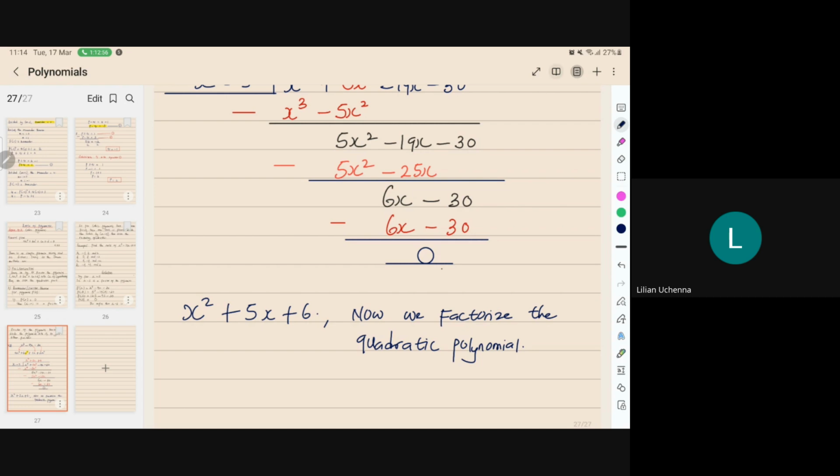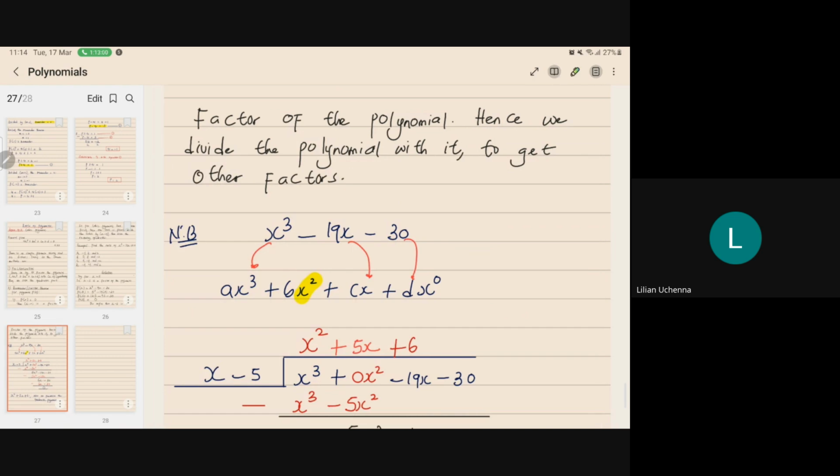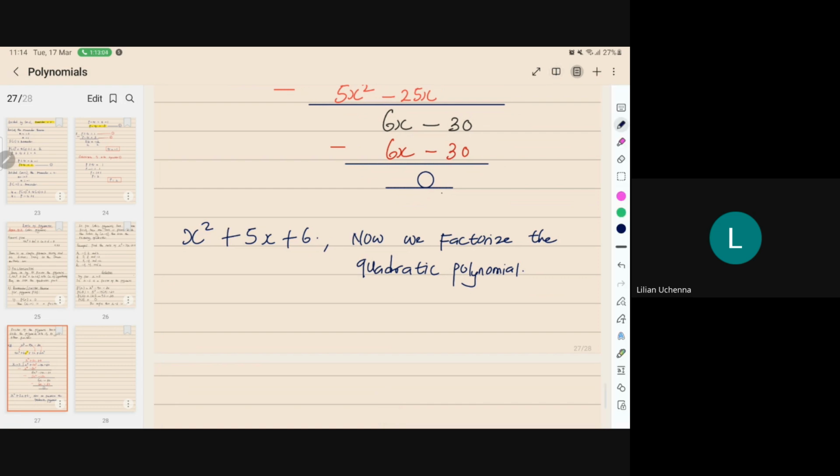And how do we factorize the quadratic polynomial? We have to seek two numbers. Two numbers in the sense that if I multiply them, they'll give me 6. If I add them, they're going to give me 5. So those two numbers are going to be what? x plus 2 and x plus 3. Because if you open up this bracket, you're going to get this as well, right?